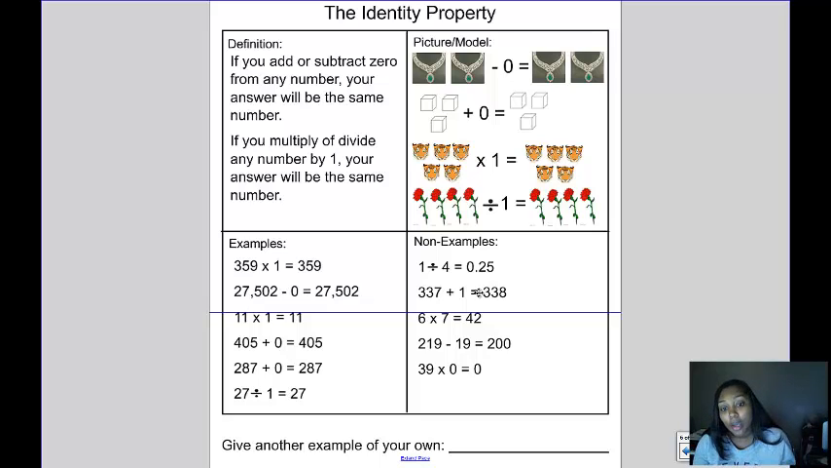Some non-examples would be if you add by anything other than 0, or subtract by anything other than 0, it's going to change your number. If you multiply or divide by anything other than 1, it's going to change your number. So now what I want you to do is pause the video again and give another example of your own.